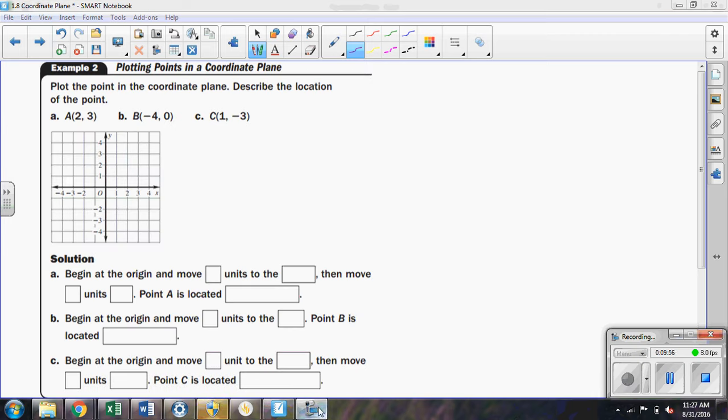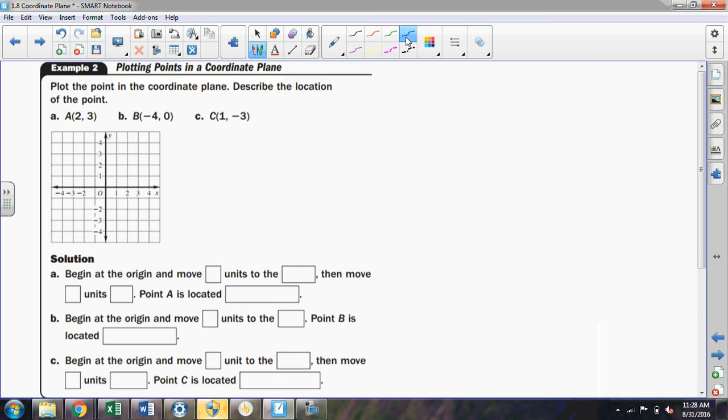Right, with these ones, instead of identifying the points, we want to plot them. And so we know we are always going to begin at the origin. So for point A, where do we start by moving? To 0. Our first coordinate was 2, so we're going to go 2 units to the right. Our y coordinate is 3, so we'll go 3 units up. And so we would go right 2, up 3.